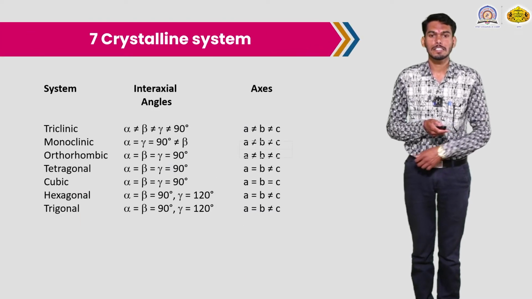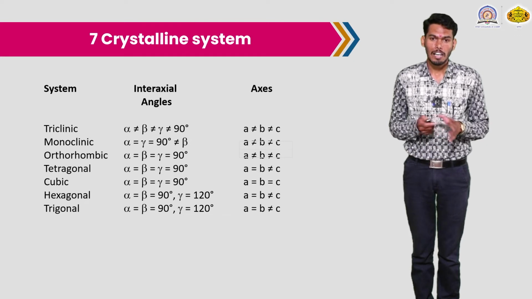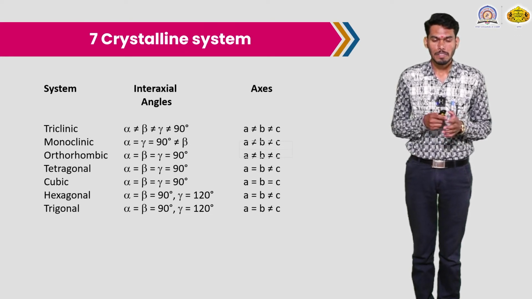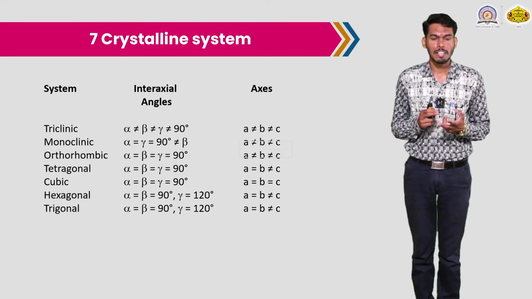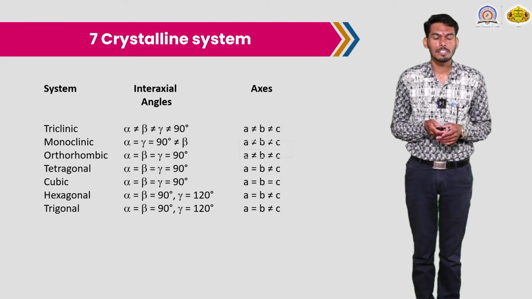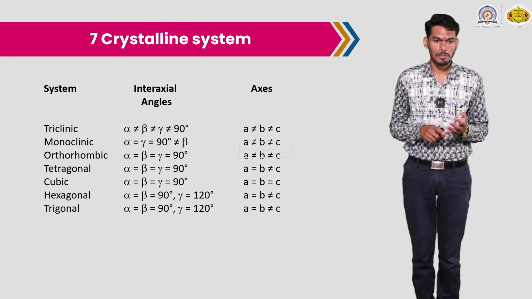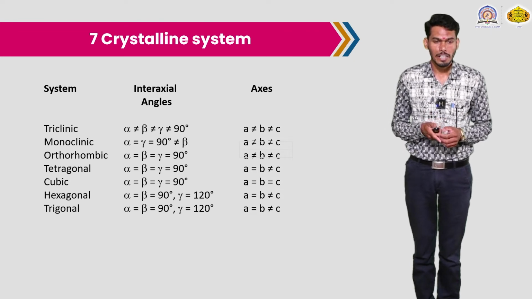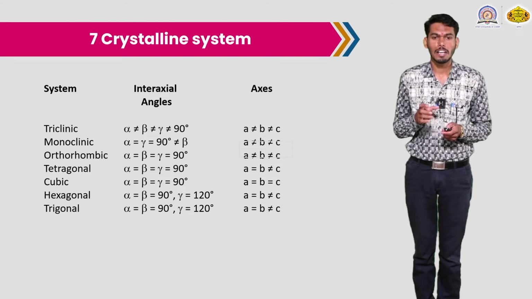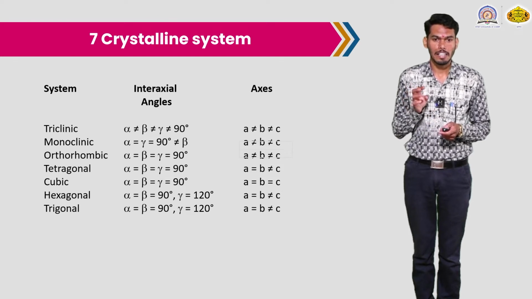So 7 crystal structures are classified or separated by axis and angles. These are the 7 crystal systems: triclinic, monoclinic, orthorhombic, tetragonal, cubic, hexagonal and trigonal. The difference between these crystal structures from each other is basically the axis and the angle.